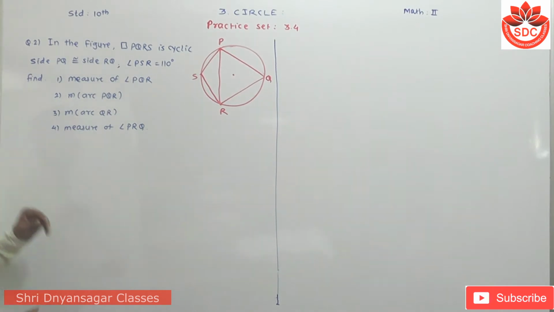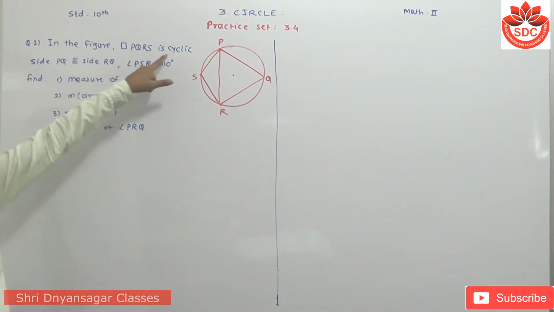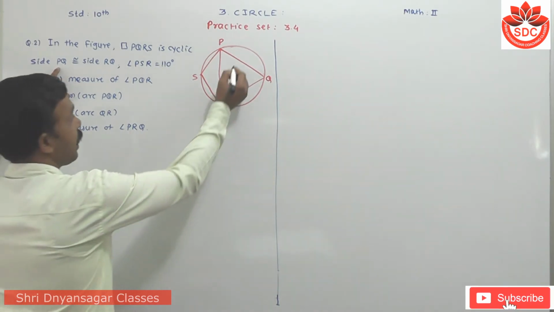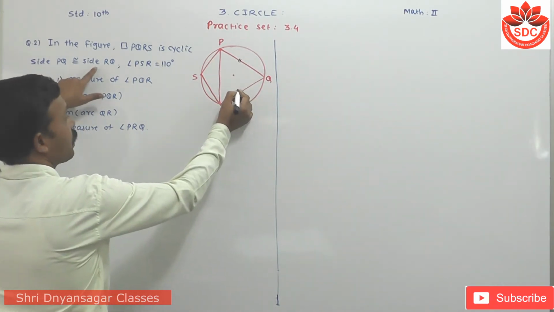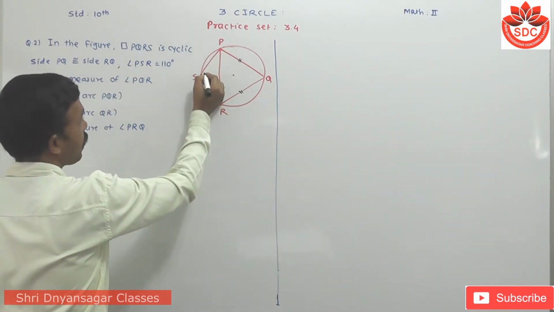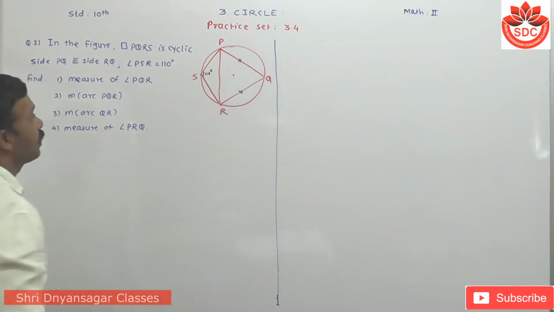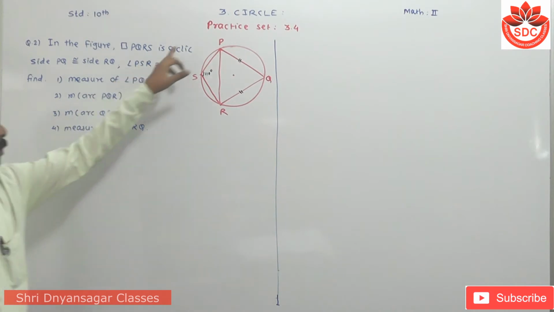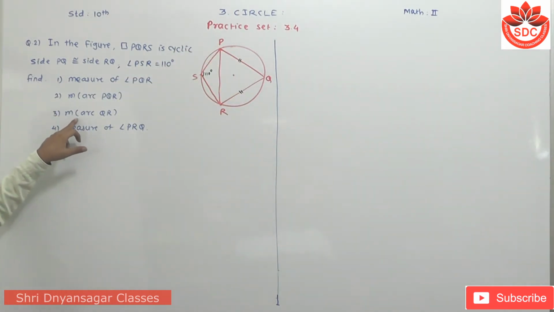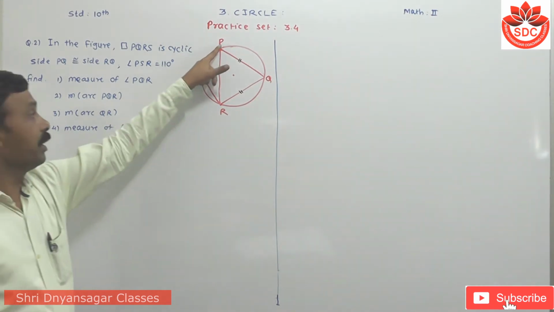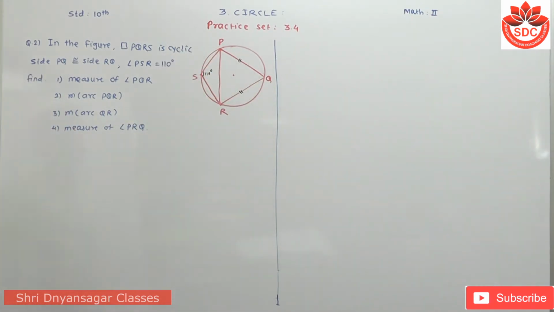Let's take the next question. In this figure, PQRS is a cyclic quadrilateral. Side PQ is congruent with side RQ, as given here. Angle PSR is 110 degrees, which is also given. Find the measure of angle PQR, the measure of arc PQR, the measure of arc QR, and the measure of angle PRQ. For this, the solution is.